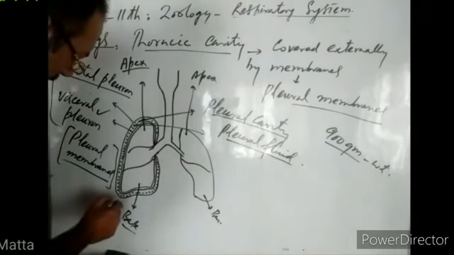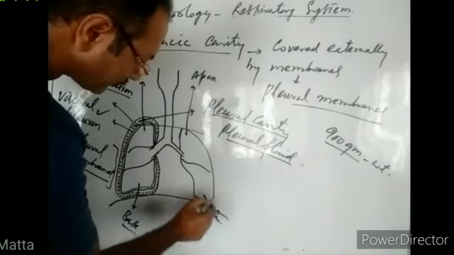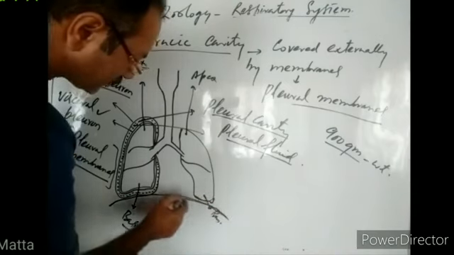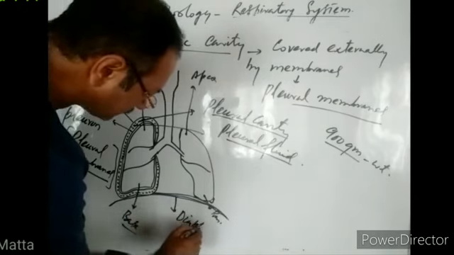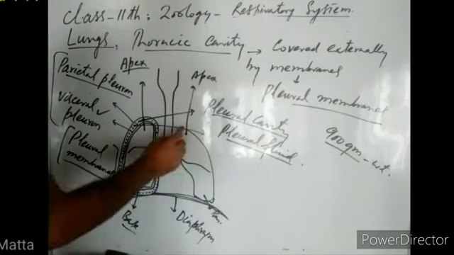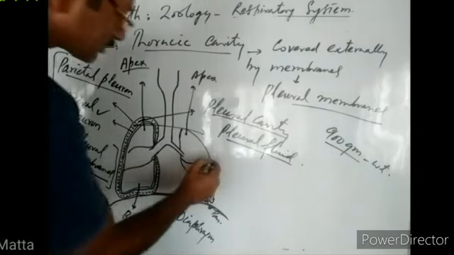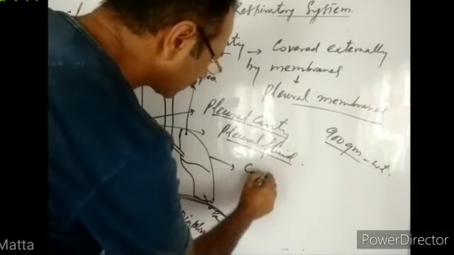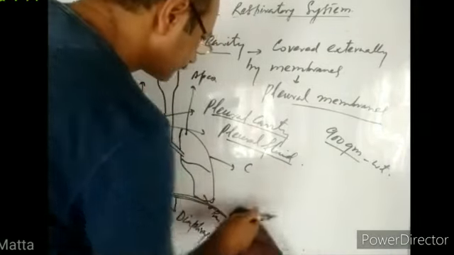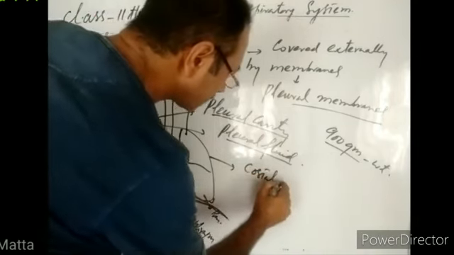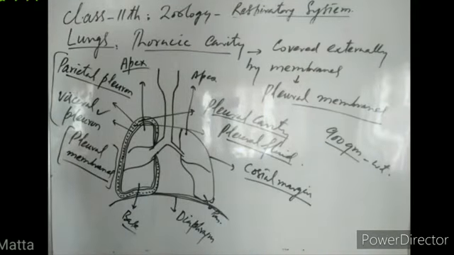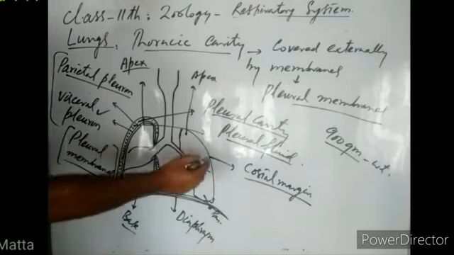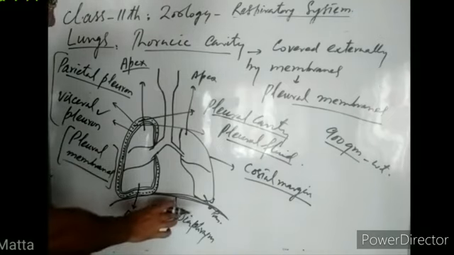This base of lungs rests on the muscular portion known as the diaphragm. This external convex part of the lungs is known as the costal margin. It is in contact with the thoracic wall, in contact with the ribs. So this is the costal margin of the lungs. This is the diaphragmatic margin of the lungs, right?